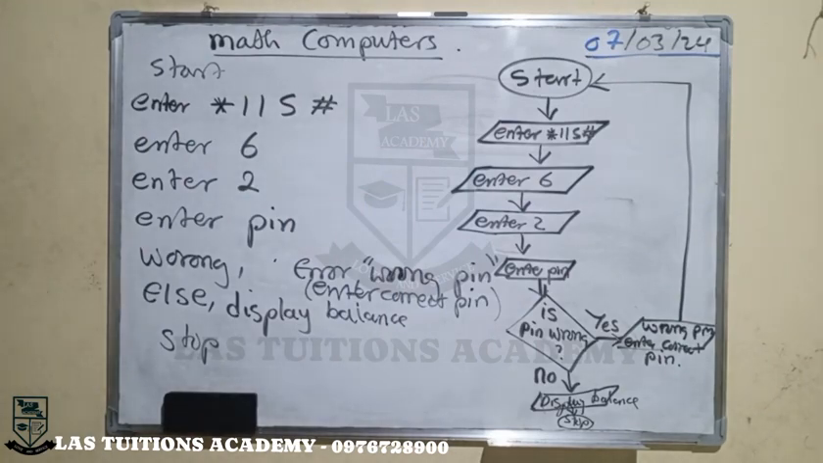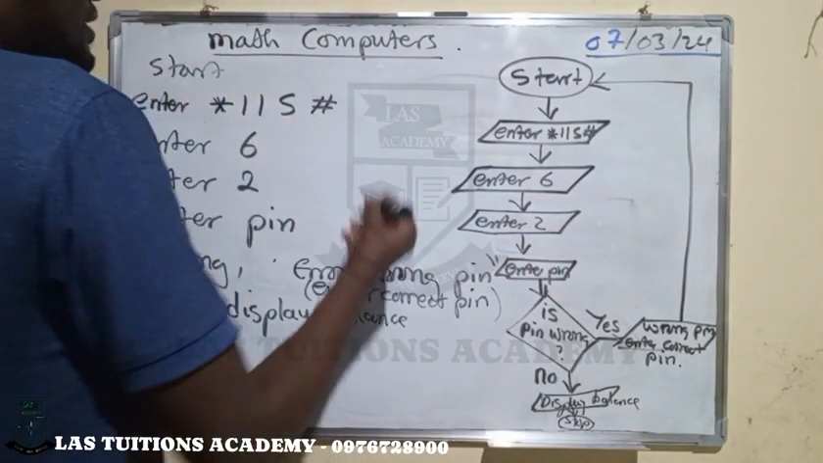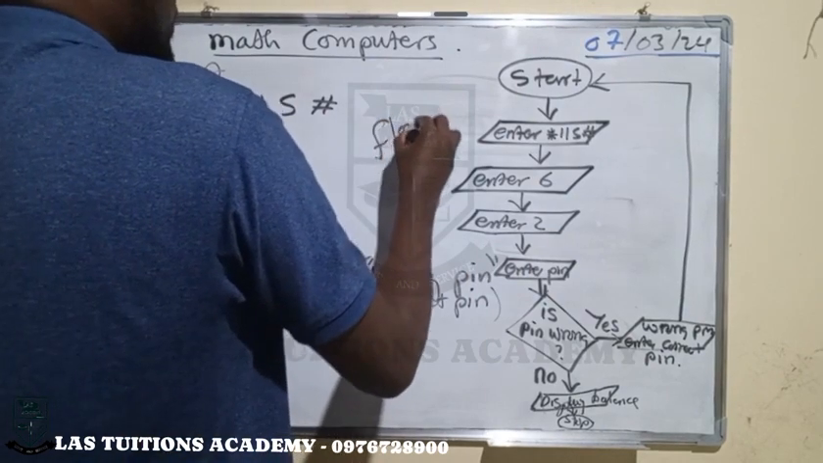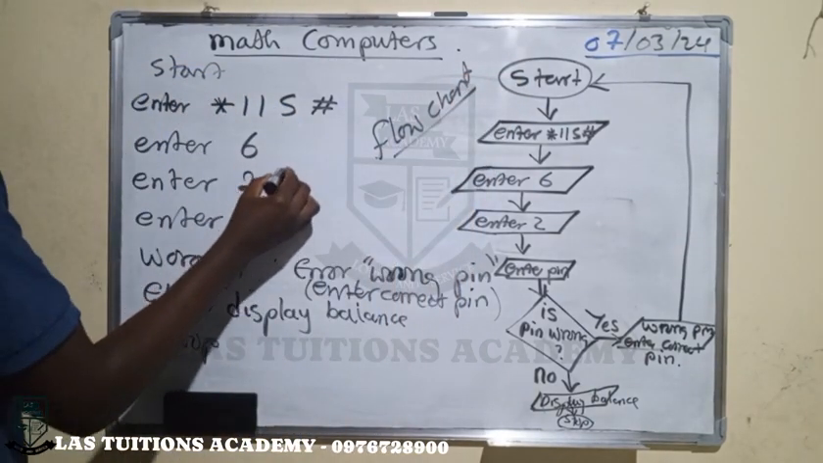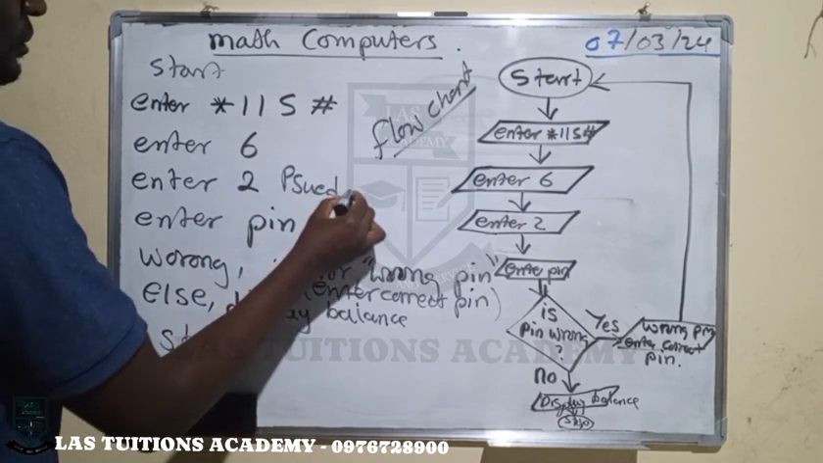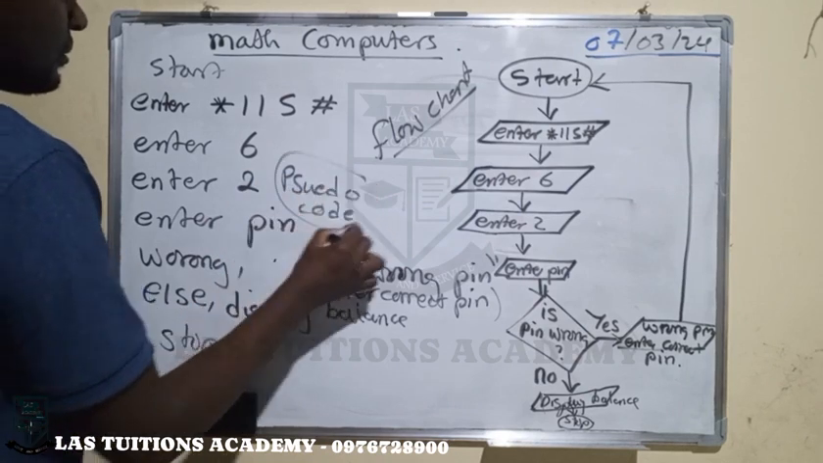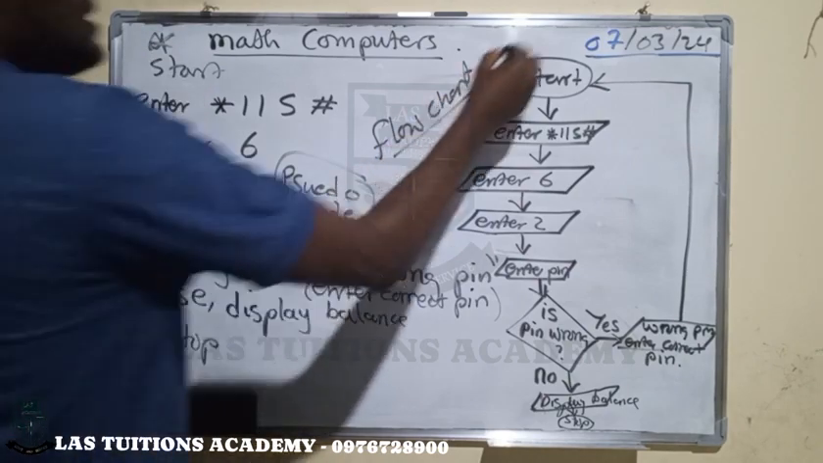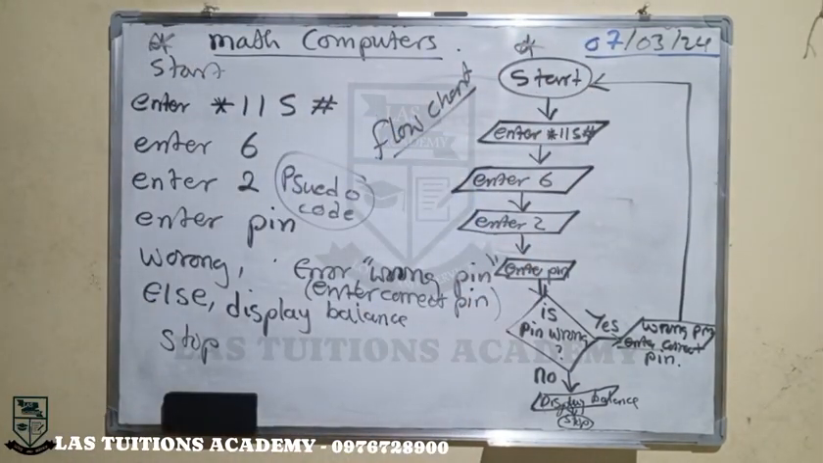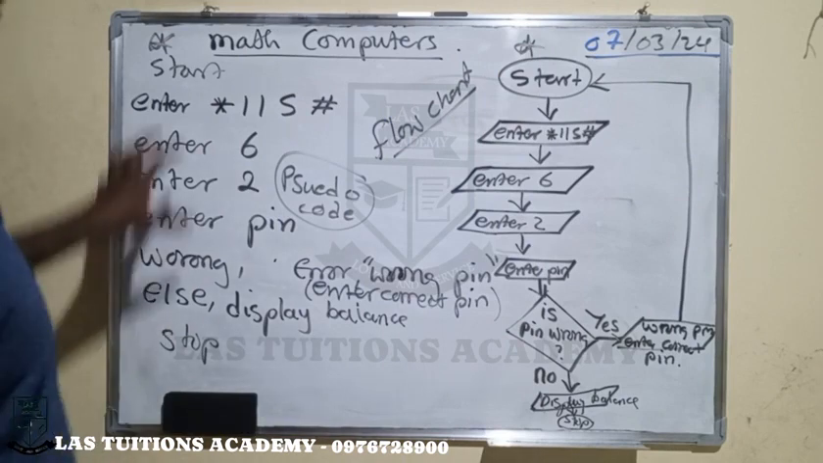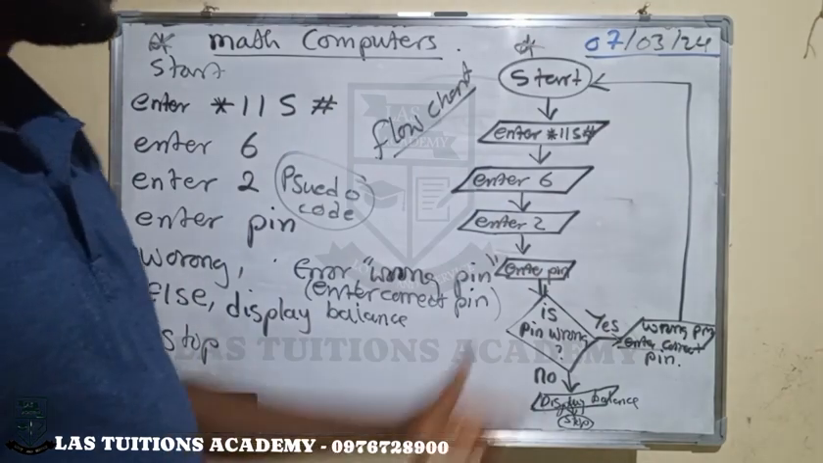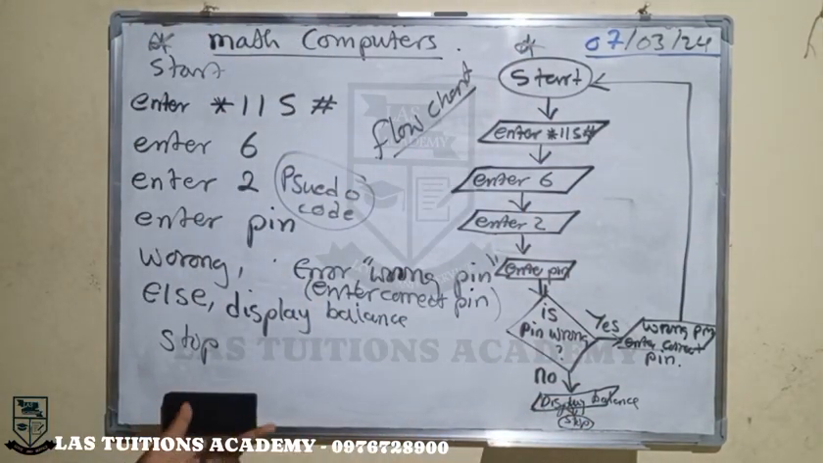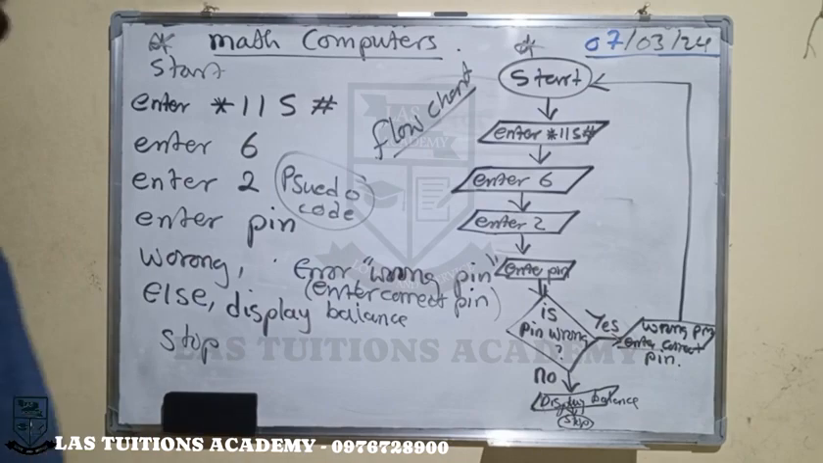So now what we have drawn here is the flow chart. This is the flow chart, while this side is what we call the pseudo code. So this is the pseudo code, this is the flow chart. This is all you need to know about this computer thing. The questions will come in only two ways. It's either they will give you a pseudo code so that you can come up with a flow chart, or you'll be given a flow chart so that you can come up with a pseudo code. That's the only way.